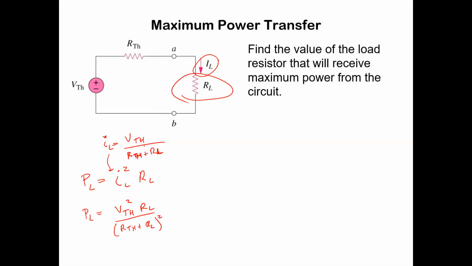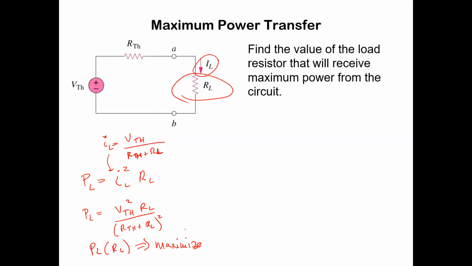So there are 3 variables to the right of that equal sign, and 2 of them are fixed, right? V Thevenin and R Thevenin are constant, but we can change RL. And so we might want to know what value of RL sets the power, which you can think of as a function of RL, to its maximum value.